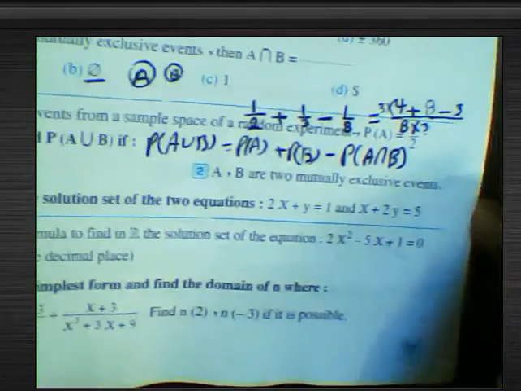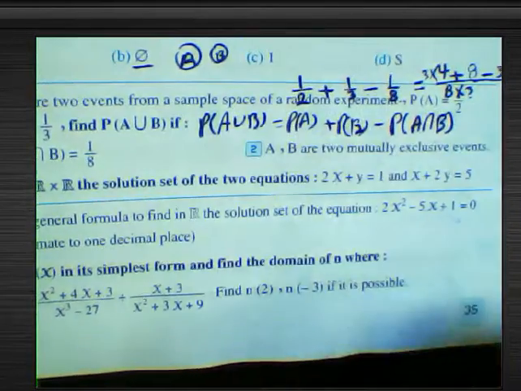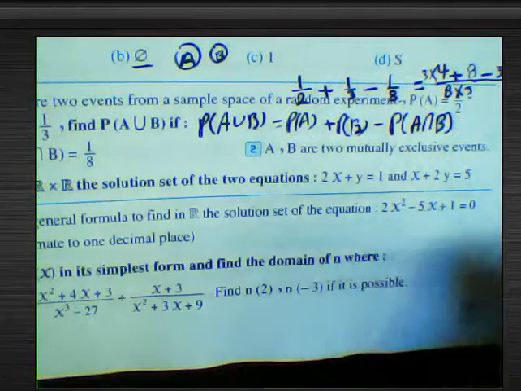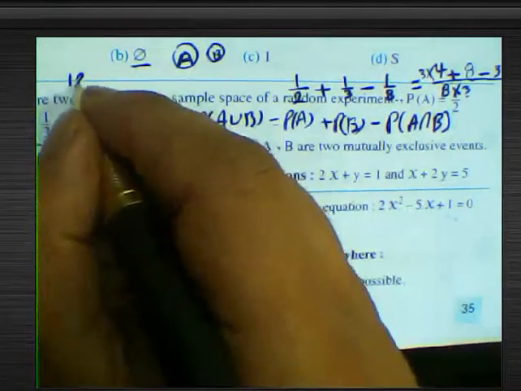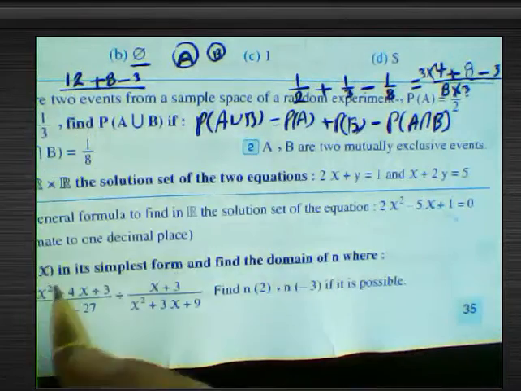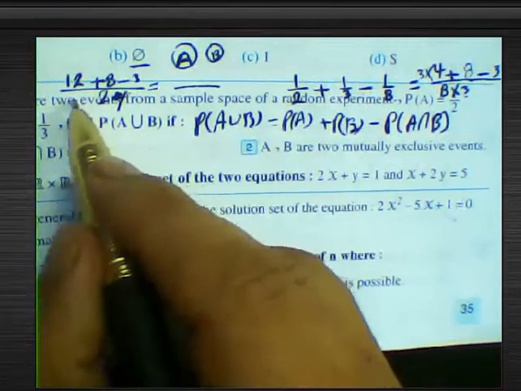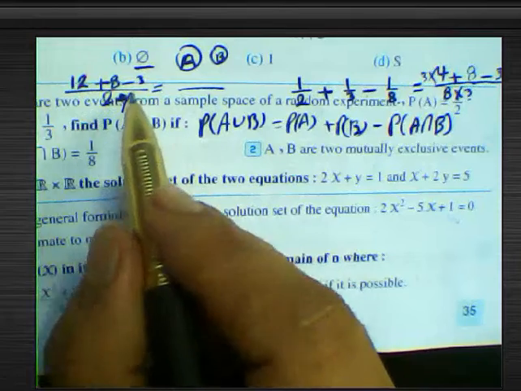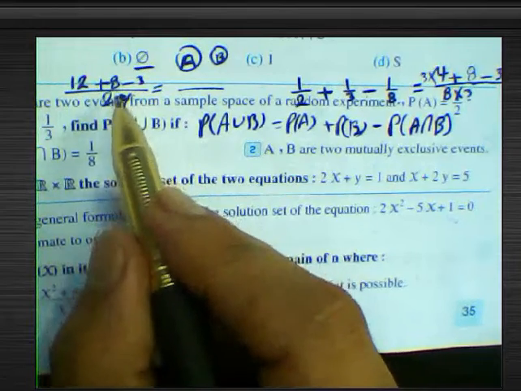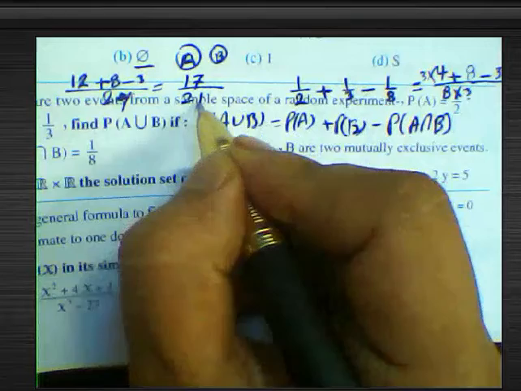So the result, we can write this expression in your calculator and find the answer. 3 times 4 equals 12 plus 8. Subtract 3 over 24. 20 minus 3, because 12 plus 8 equals 20. 20 minus 3 equals 17 over 24.